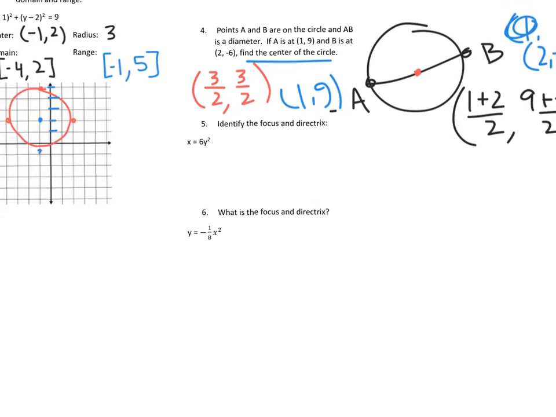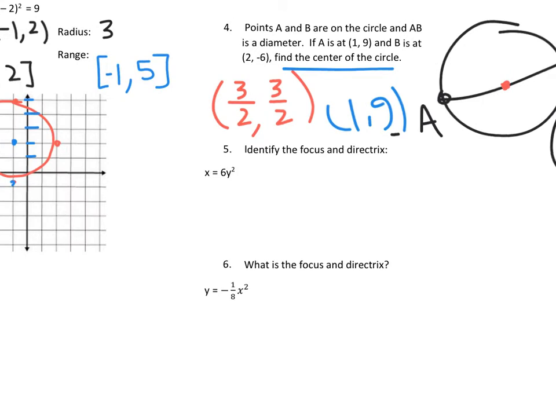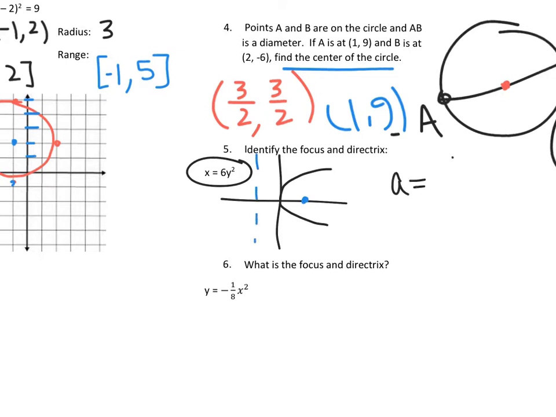Okay, number 5, identify the focus and the directrix. So this is a parabola. I always draw a sketch of the parabola to show that in this case it's opening to the right. So your focus is going to be over here, and your directrix is going to be a vertical line. I'm going to use the equation a = 1/(4c). A is the coefficient right here. So a is 6. If 6 = 1/(4c), I can multiply both sides by 4c and get 24c = 1. So c is 1/24.